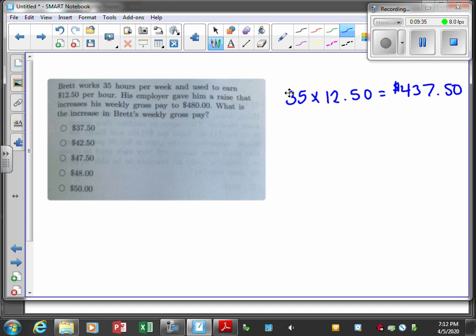And he gave him a raise so that his new amount that he gets paid is $480. They said, well, how much of a raise did he get? Well, that's easy. Subtract the two. When you subtract them, you're going to get $42.50. So then you can see that this is how much his raise consists of. So what's the next one here?